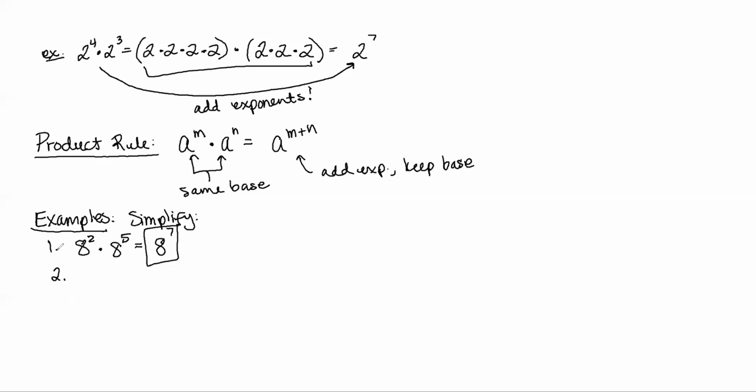Okay, number 2, -7 in parentheses to the 5th times -7 in parentheses to the 3rd. Now with this one, there isn't actually multiplication written in between. We could put it there, but we don't have to because they're written right next to each other. It's implied that we're multiplying. And so we have the same base, a -7 on each one, and we are just going to keep that base. So keep the -7 in parentheses, add the exponents. So 5 plus 3 gives us 8.